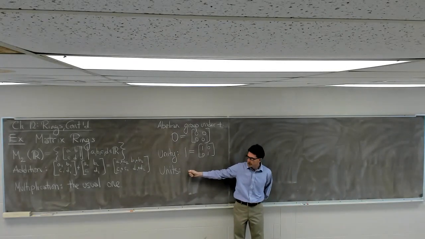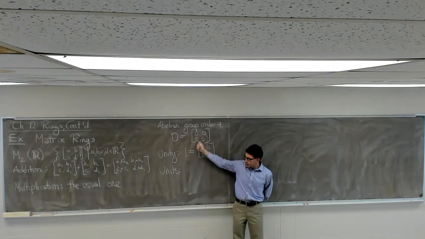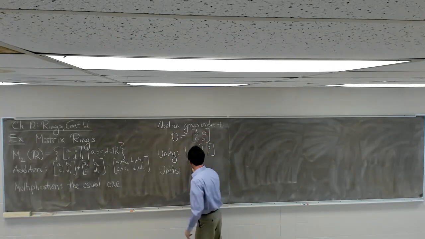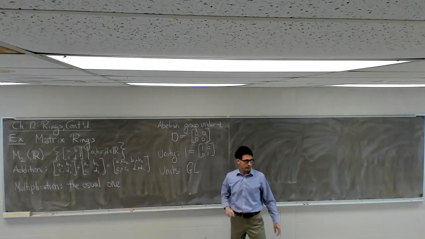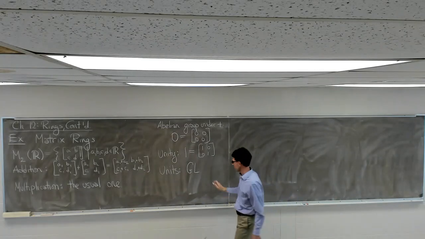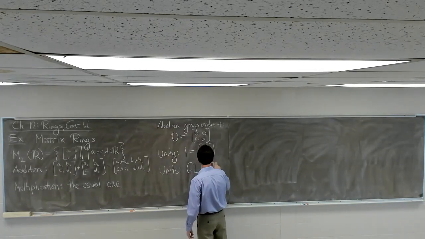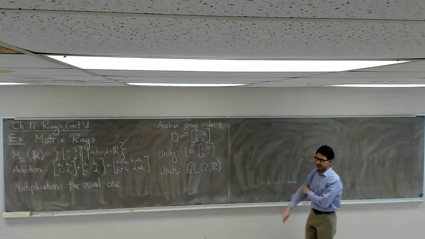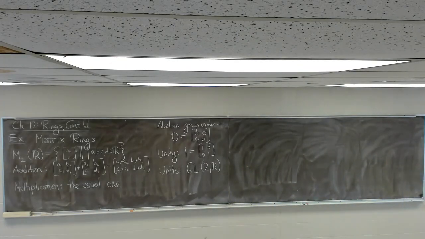And so we have notation for that collection of things, right? So here, the invertible 2 by 2 matrices, that is the group that we refer to as a general linear group. Right? So 2 by 2 matrices with real entries. Okay, so those would be the units here.